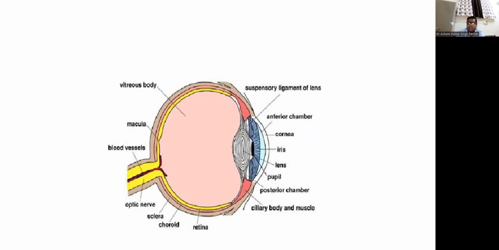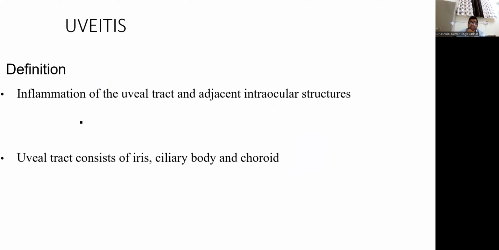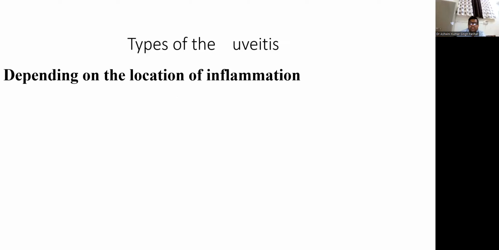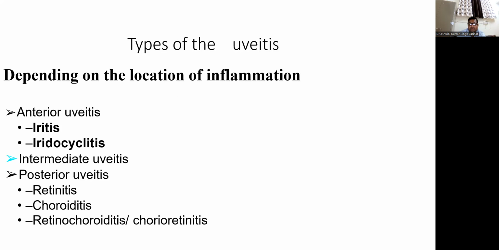You know where the uveal tissue is located and what all the structures affected. This is the anterior uveitis. This is the intermediate uveitis, the ciliary body and posterior ciliary body and vitreous, and this is the posterior. These are the uveitis. So the definition is a type of anatomical location.